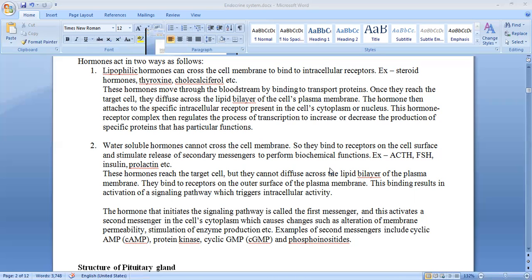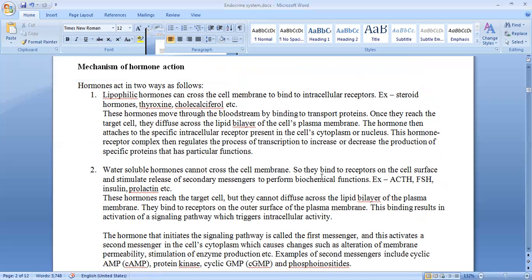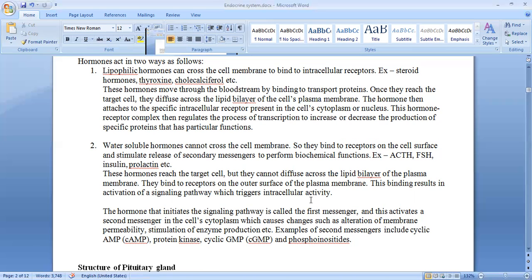So both these mechanisms are possible. So if you are asked to explain about the mechanism of hormone action, you have to talk about how hormones can be lipophilic or they can be water soluble. And if they are lipophilic, what is their mechanism of action? If they are water soluble, then what is the mechanism of action?